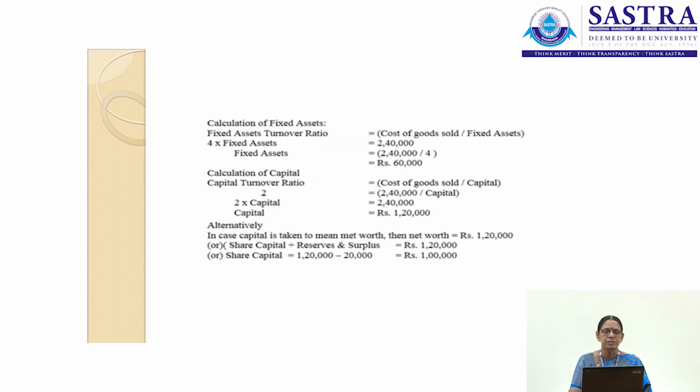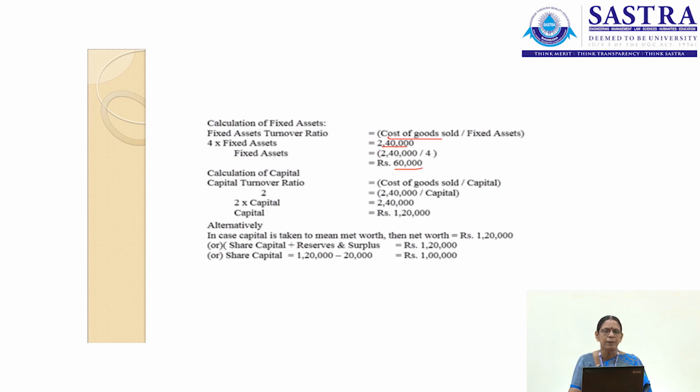Calculation of fixed assets. Fixed assets turnover ratio is cost of goods sold divided by fixed assets. Fixed assets turnover ratio is 4. 4 into fixed assets is equal to 2,40,000. Now fixed assets is equal to 2,40,000 divided by 4. Again we have a cross multiplication. Fixed assets is said to be 60,000.